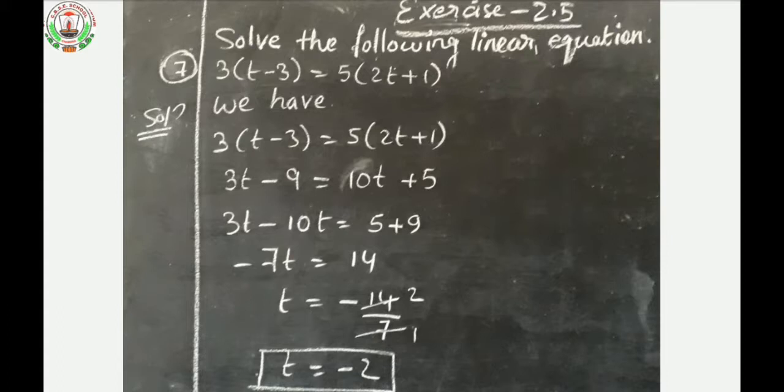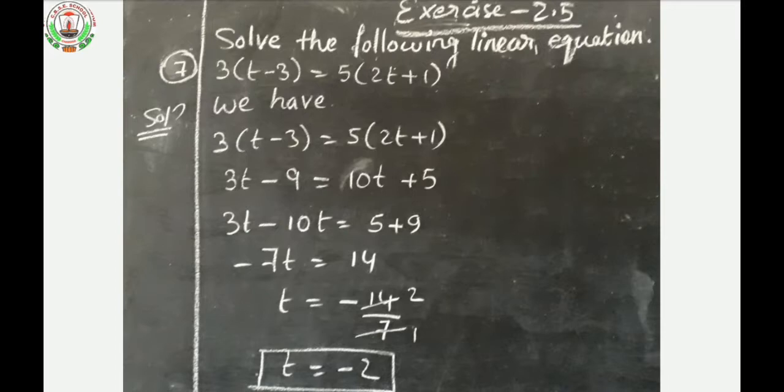In the same way, minus 9 from the left hand side we are going to transpose to the right hand side. While transposing, its sign will get changed. Since minus 9 is there, after transposing it becomes plus 9. So after transposition we get 3t minus 10t equals 5 plus 9. So plus 3t minus 10t will become minus 7t.